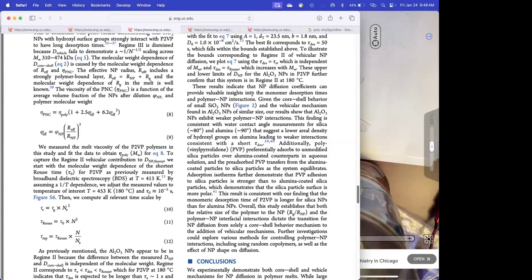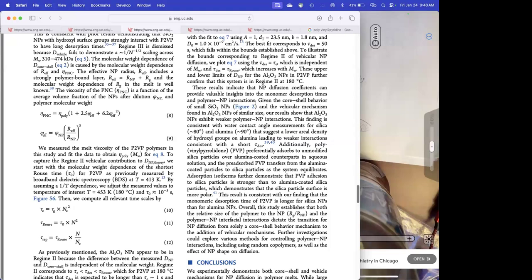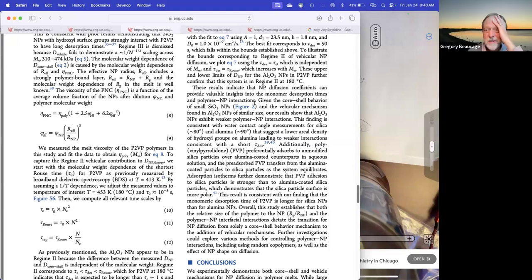Go ahead. Sir, I didn't get an explanation of the relation between the diffusion coefficients in the study and in industry. There is none. There is no relation. No one wants diffusion coefficient in industry.